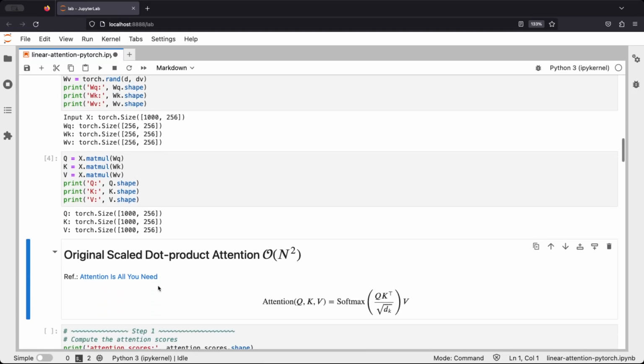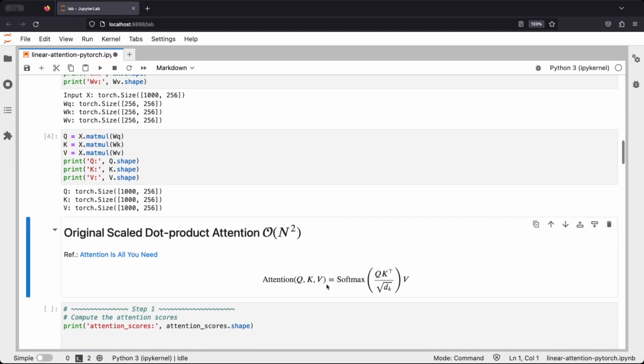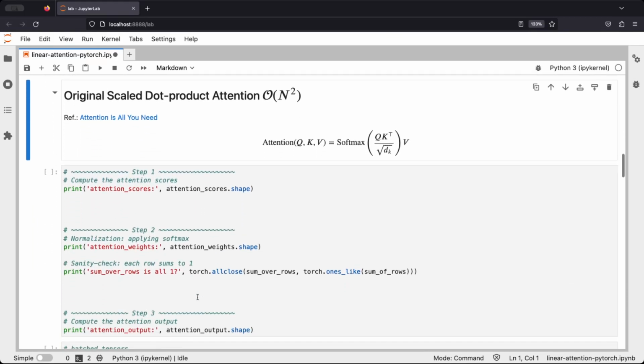Now, let's go over the original scaled dot product attention, which has quadratic complexity. We can use this equation, which is the softmax of QK transpose, the dot product between Q and K, scaled by the square root of dk, and then we multiply the entire product with V. So we do that in these 3 steps.